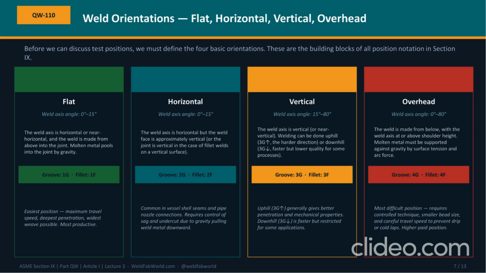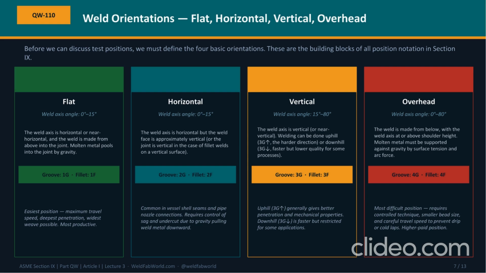This is the most productive position. Gravity works with you, the molten pool settles into the joint. You can use the widest weave bead, the highest travel speed, and for processes like SAW the deepest penetration. It is the foundation of most shop fabrication work where the workpiece can be rotated or positioned.